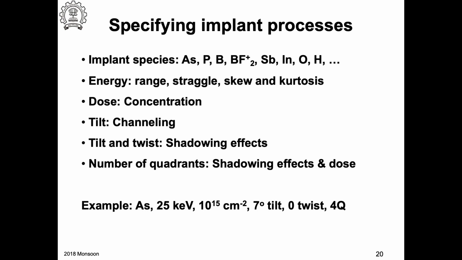Now before we proceed, we talked about channeling. What would be an obvious way to avoid channeling? Tilt is one option. What could be the other option? So you amorphize the silicon. How do I do that?